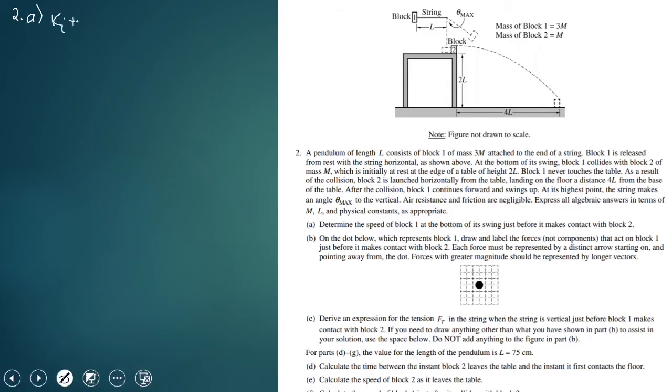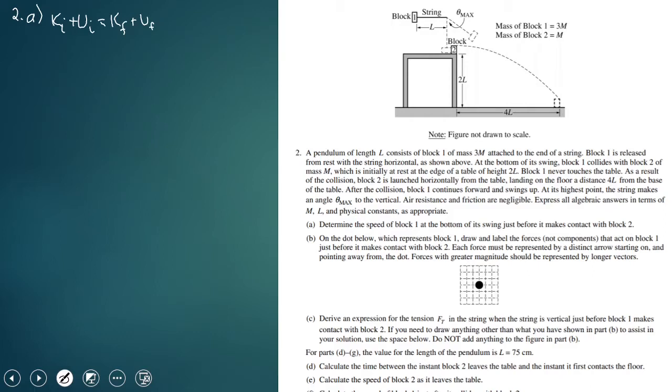So let's consider K initial plus U initial is equal to K final plus U final, right? Okay, I'm going to choose my frame of reference to be the tabletop, so I'm not going to consider it to be the floor in this case. Remember, you can choose your own frame of reference depending on the scenario you're working with. So I'm going to choose it as being the tabletop.